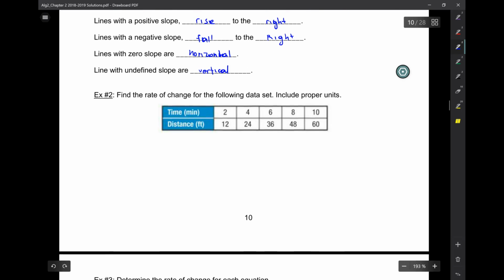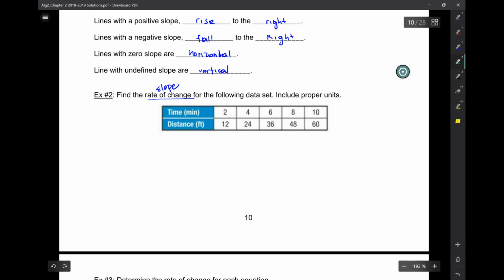Okay? All right. Here we have rate of change. We have a data set, and we want to find the rate of change. What's another word for rate of change? Slope. Good. Okay. Now, before I start a problem like this, I quickly check 2, 4, 6, 8, 10. Those are increasing in even increments. And check that these are increasing in equal increments. 12, 24, 36, 48, 60. They're going up by 12s.